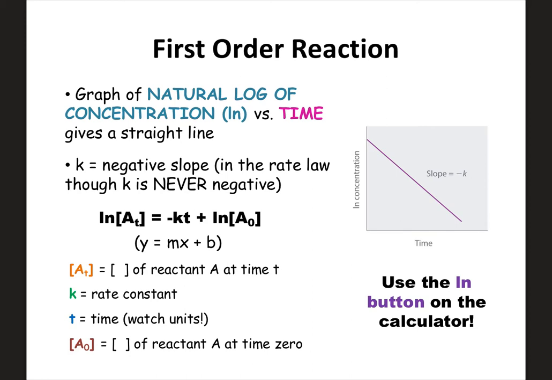You never know what you could be expected to do here. Sometimes, a problem might tell you it's first order and you have to label the axes. Sometimes you have to look at the graphs and see, oh, the natural log of concentration versus time graph is the one that gave the straight line. So that means it's first order. So you definitely need to be aware of all this information and be able to use the equation to solve problems here, as we will see.